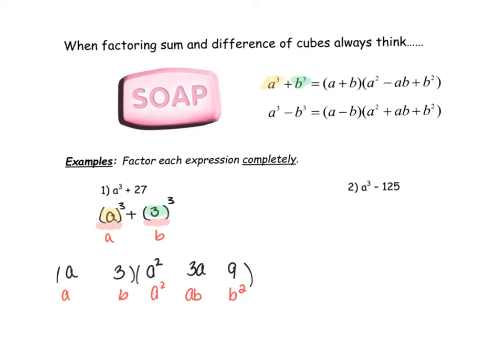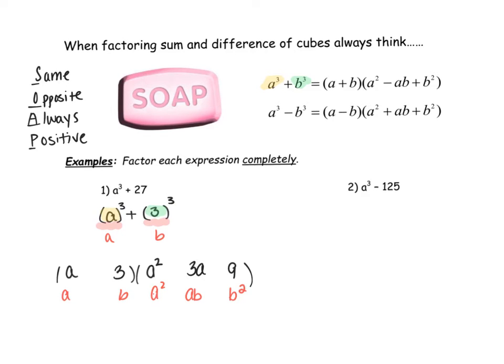And then what we want to talk about for the signs so that we easily remember them is SOAP. So what does that stand for? S stands for same. O stands for opposite. A stands for always. And P stands for positive. So same, opposite, always, positive.